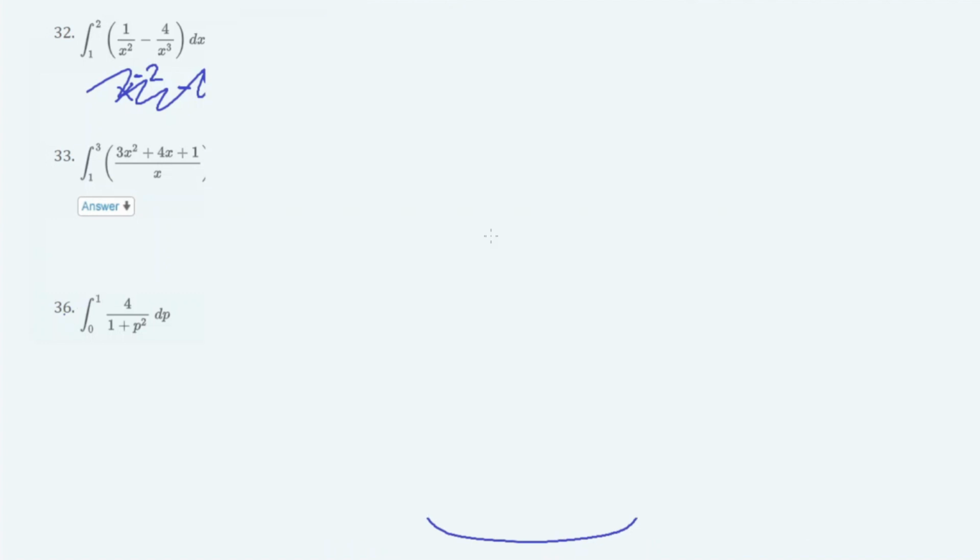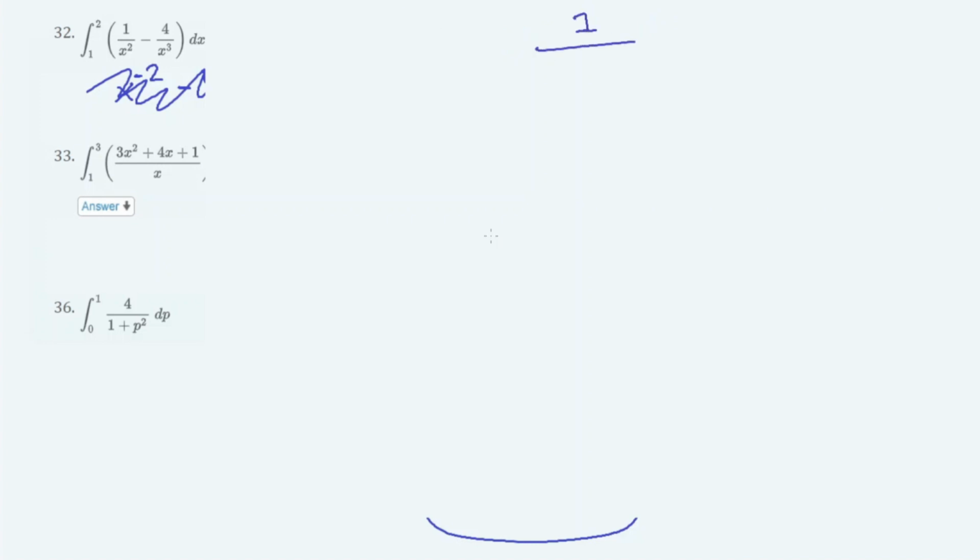Alright, so let's go over number 36 now. So we have the definite integral from 0 to 1 of 4 over 1 plus p squared. So we can't exactly integrate this the normal way we've been doing. So if you remember from, I guess, trig or trig functions in calc, so arctan x, or rather, let's write it like this.